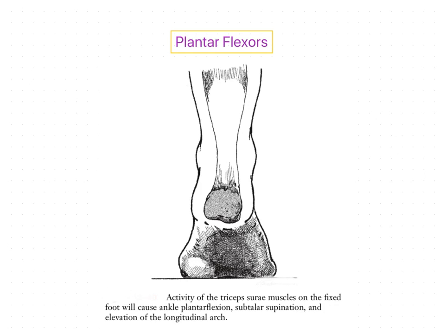Now we will see the plantar flexors. What are the plantar flexors? We have seen previously the muscles lying posterior to the ankle joint axis. The gastrocnemius muscle arises from two heads of origin on the condyles of the femur and inserts via the Achilles tendon, that is the calcaneal tendon, into the most posterior part of the calcaneum.